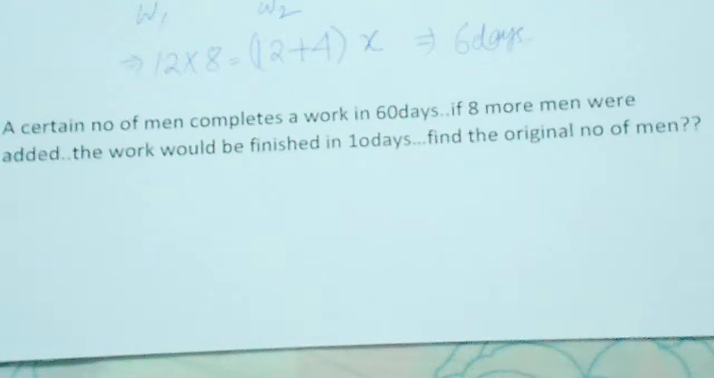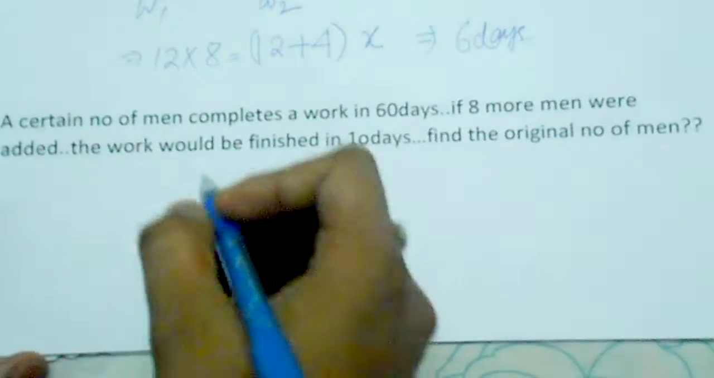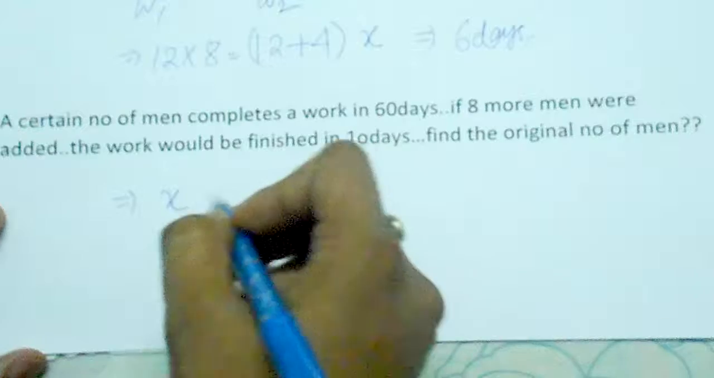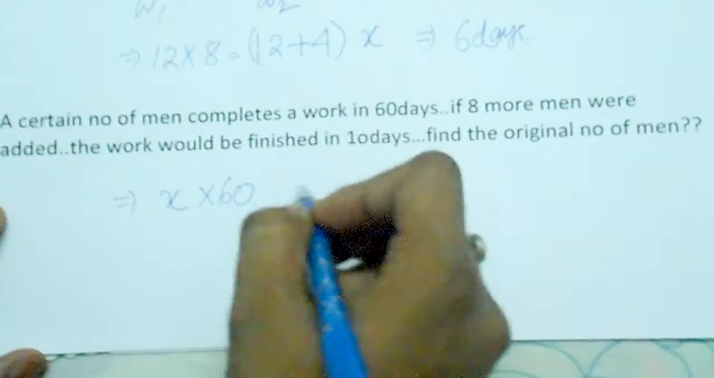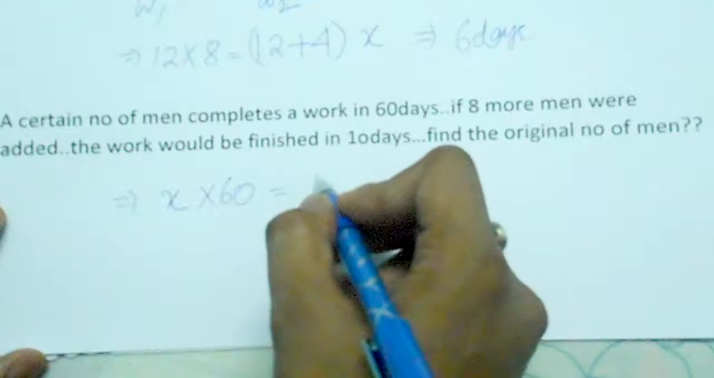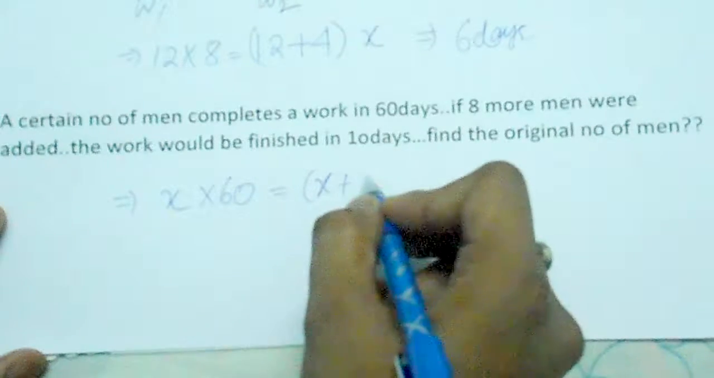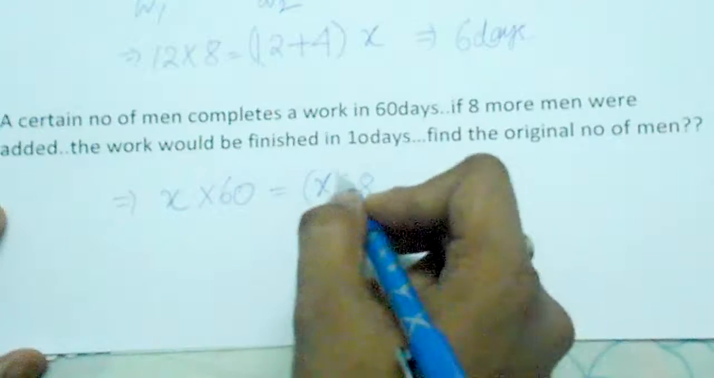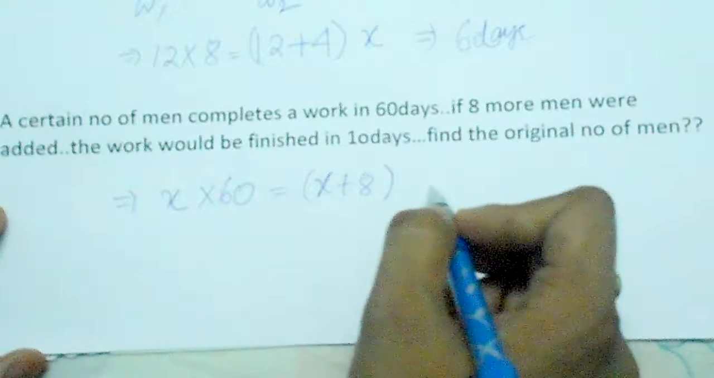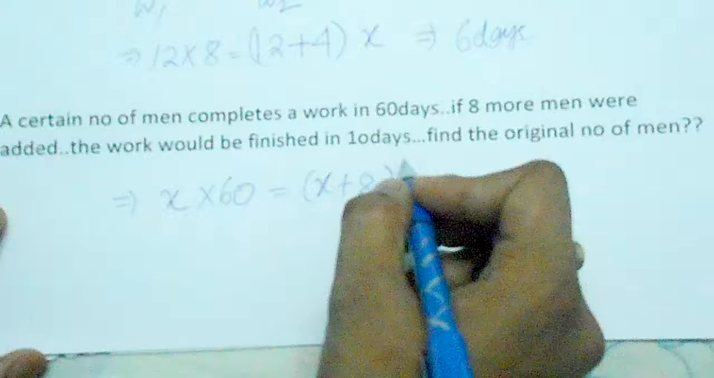A certain number of men complete a work in 60 days. If 8 more men were added, the work would be finished in 10 days. Find the original number of men. So let me assume that there were X number of men. They work for 60 days, which is equal to, if 8 more men were added, so I am assuming x plus 8, the work would have been finished in 10 days.